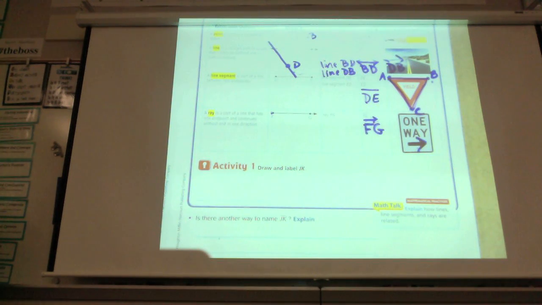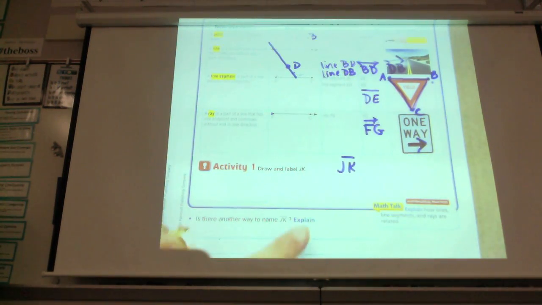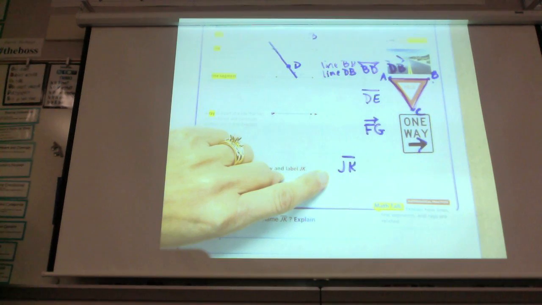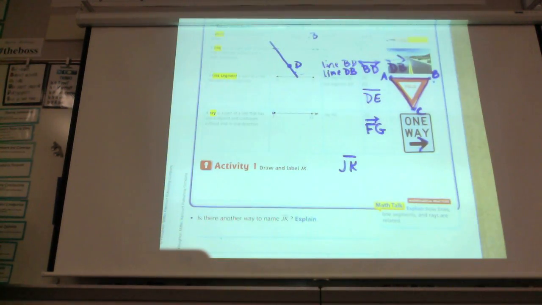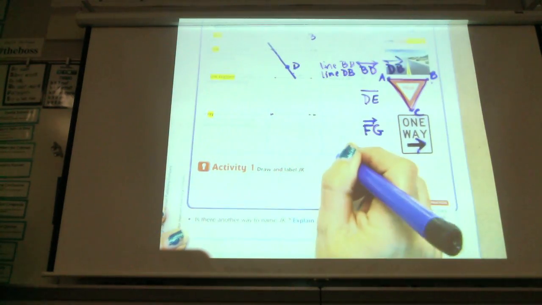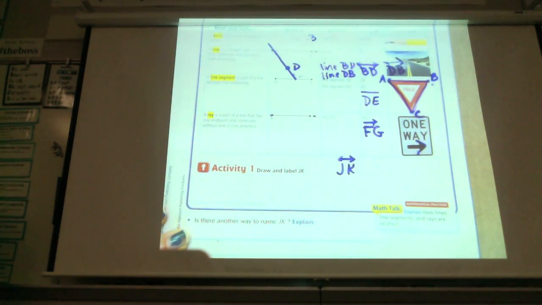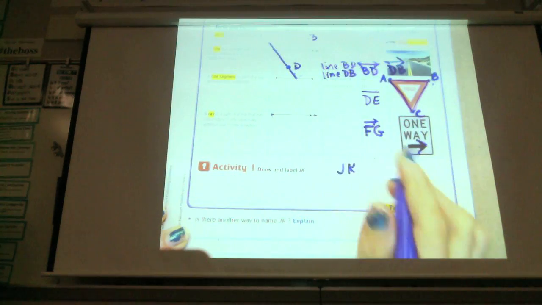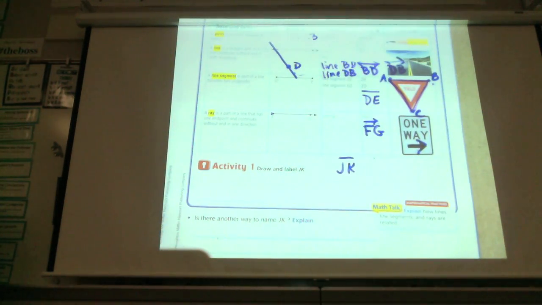Draw and label JK. Now looking at your book, because you can't see very well here, it looks like this. I'll draw it. Looking at that, how would we say that? Line segment JK. How did he know that it's a line segment and not a line? Jaden: There were letters JK. Okay, and how did he know that it's a line segment and not a line? A line would look like this, but it doesn't look like that. Okay, so this shows that it's a line segment.